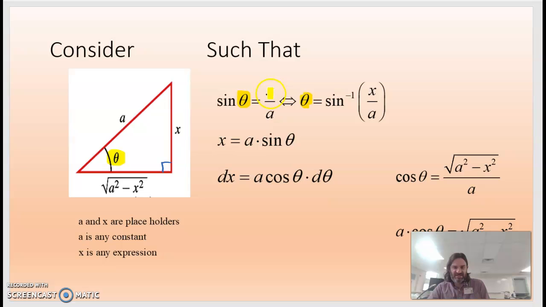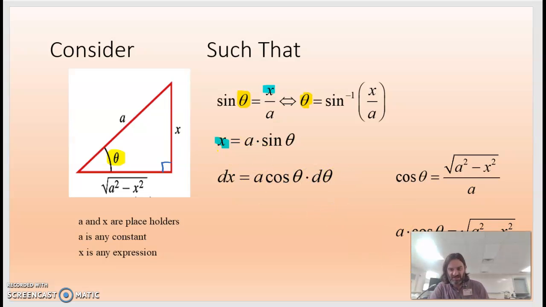So if sine of theta is x over a, then we could also isolate the x here. If we got x by itself, then we'd be multiplying by the a, so x is a times the sine of theta. Okay? So just going off this triangle, these are things that are easy to come up with. Now if we want to take the derivative of that, the derivative of x, of course, is dx, and the derivative of a times sine of theta, a is a constant, sine of theta goes to cosine, and then we pick up a d theta. So you can see where we're getting toward a possible substitution here. We're going to be able to replace x with some trig function, and replace dx with some trig function in terms of d theta.